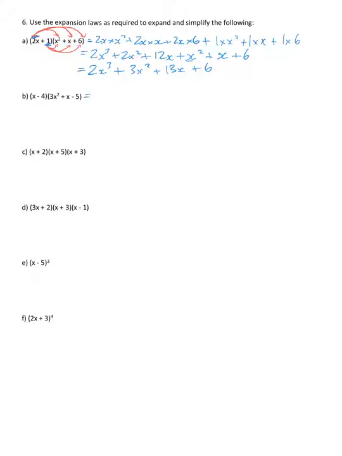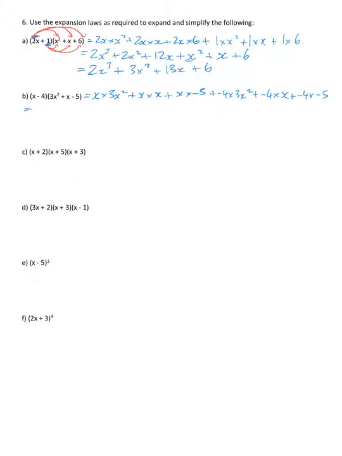Next one, x is going to be multiplied by everything in the second set of brackets. So x times by 3x squared plus x times by x plus x times by negative 5. Now the second term in the first set of brackets, timesing by everything, it's negative 4 times by 3x squared plus negative 4 times by x plus negative 4 times by negative 5. So these are getting super long.